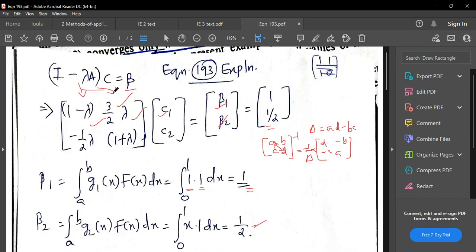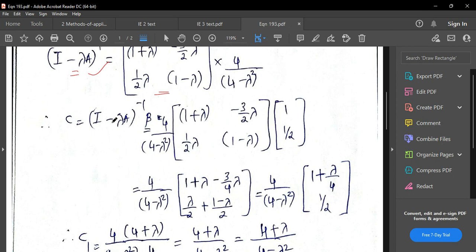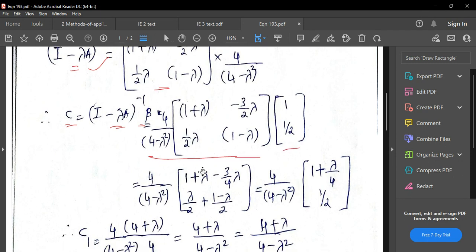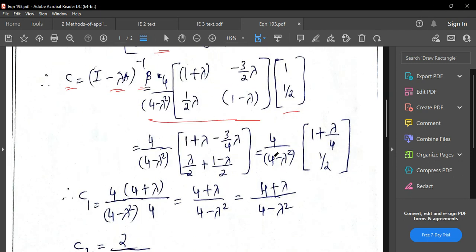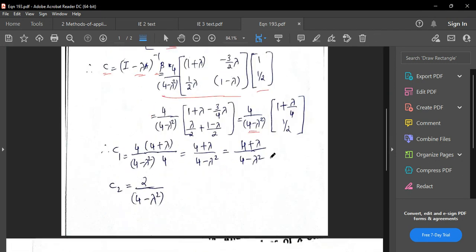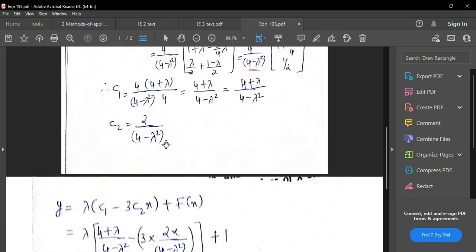This can be computed by multiplying both sides by the inverse of I minus lambda I. So I minus lambda I inverse into I minus lambda I, this is equal to C. We will get on the left-hand side, and on the right-hand side, I minus lambda I inverse into beta. Arranging this is a simple computation, you can easily compute. The second page also is a computation.